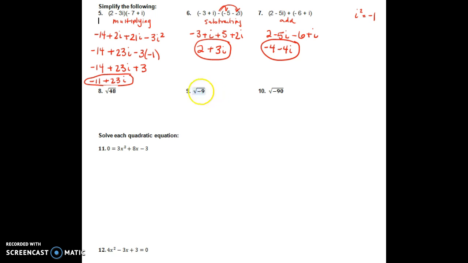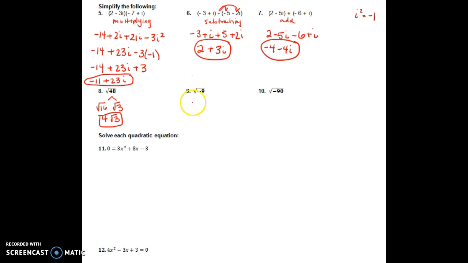The other part of the simplifying standard was simplifying square roots. When we simplified square roots, we thought of our perfect squares. So 48 is divisible by the perfect square of 16, and that goes in 3 times. The square root of 16 is 4, so I get 4 square root of 3.